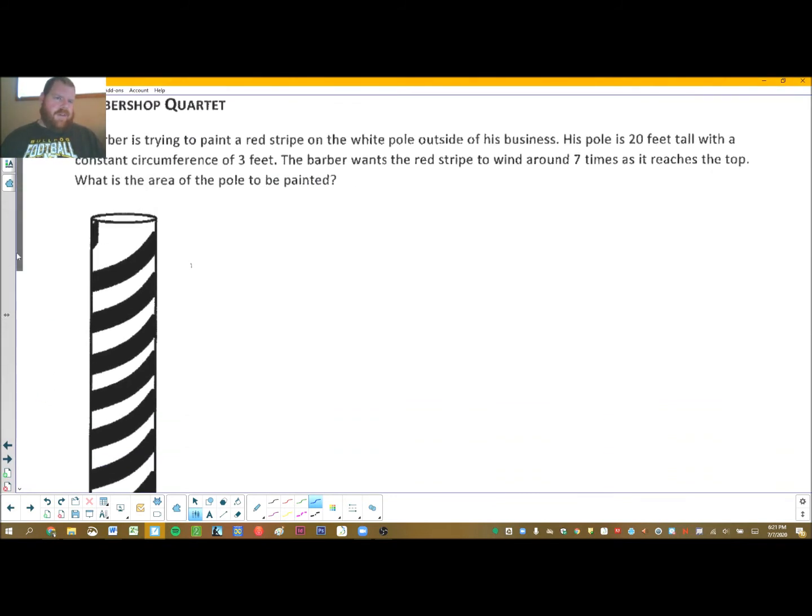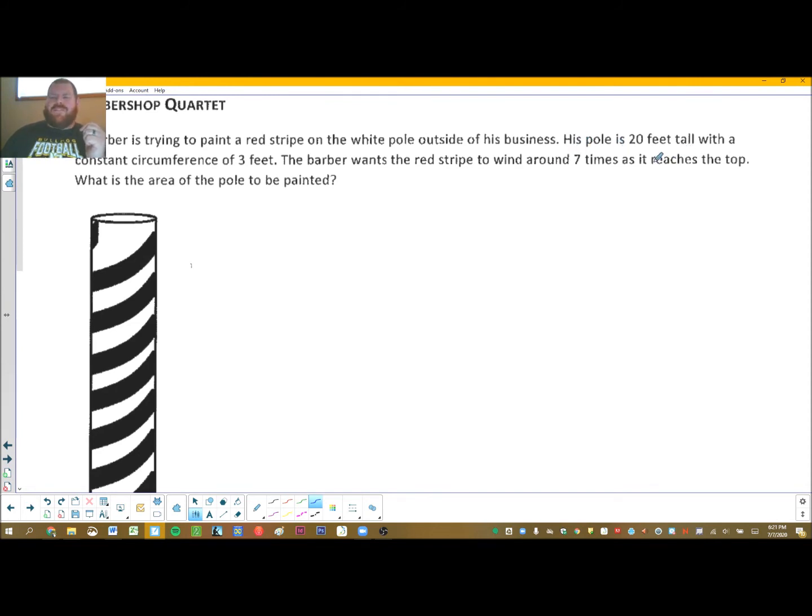The 5th task that we talked about was called Barbershop Quartet, and it's talking about a barber that wants to paint a red stripe on the white pole outside of his business. So if you've driven by a barbershop and you've seen the red and white pole outside, this guy's only got a white pole and he wants to paint the red stripe on it, even though there are black stripes on here. I don't have a color printer, I guess.